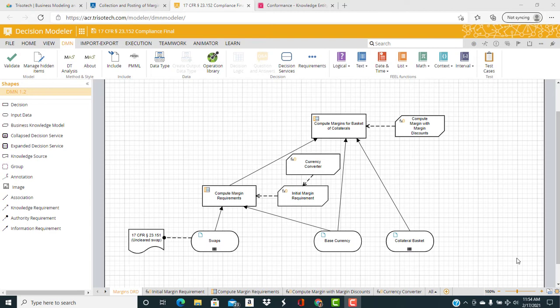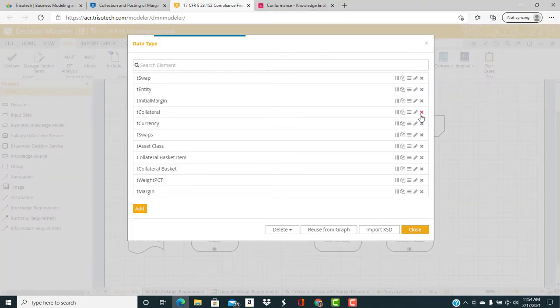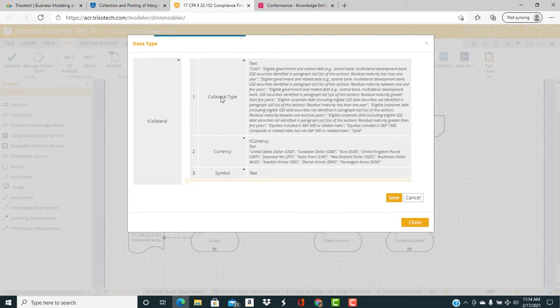We're looking at the decision modeler of the Trisotech enterprise software. And this is a model in DMN, decision model notation. The first thing we want to discuss is the data that's driving the decision. And that data is this collateral basket. A collateral basket is a collection of collateral types. If I go to data type here, I can look at my collateral type, and we see that we have an attribute collateral type, and it has an enumeration that lists all of the different collateral types that drive that haircut schedule that we described.